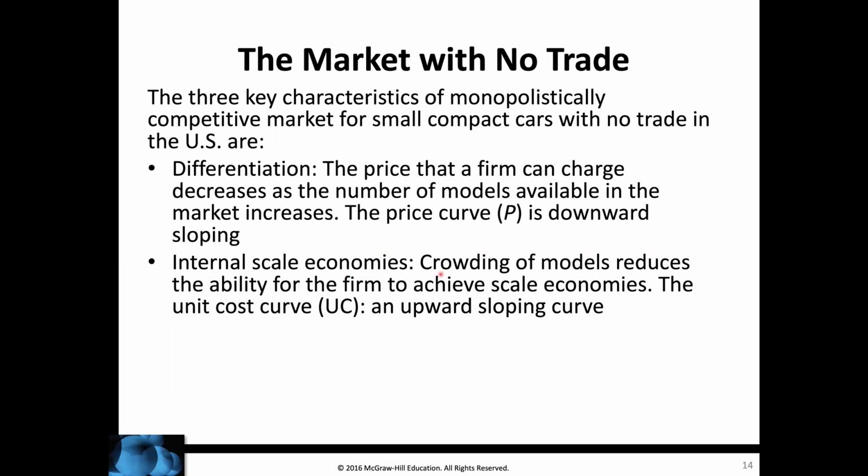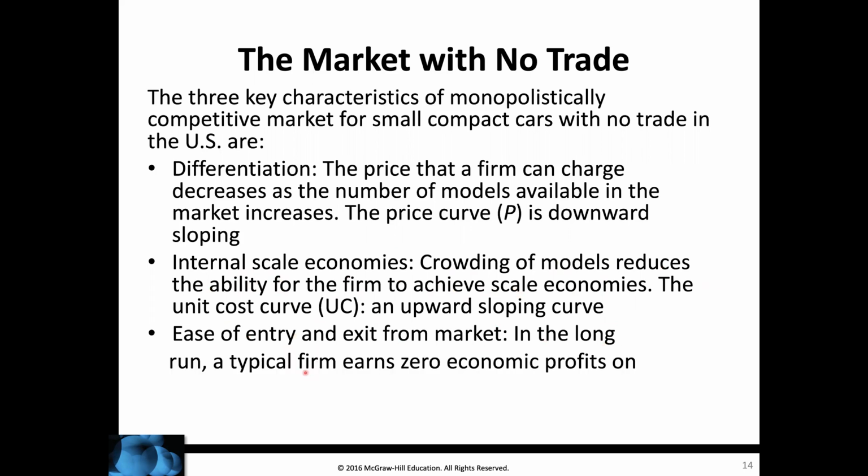Internal scale economies. Crowding of models reduces the ability of the firm to achieve scale economies, so the unit cost curve is upward sloping. We'll look at that. Again, this is because there's too much crowding and we can't get enough to achieve scale economies. Also, there is ease of entry and exit from the market. In the long run, a typical firm earns zero economic profits on its model.